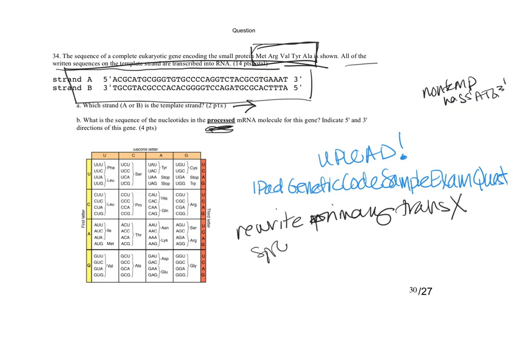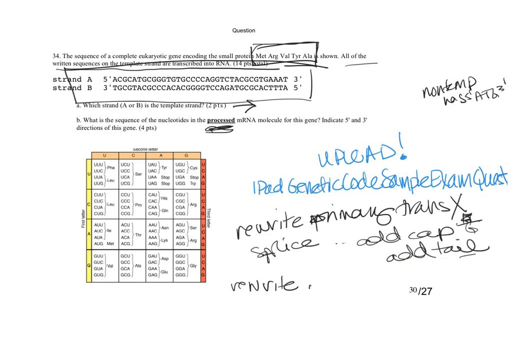Then splice that bad boy. Then don't forget, add the cap. You can draw it. And add the tail. You can just make it a couple A's for this guy. You can make your hat, however you want to show that. And then rewrite your mRNA.